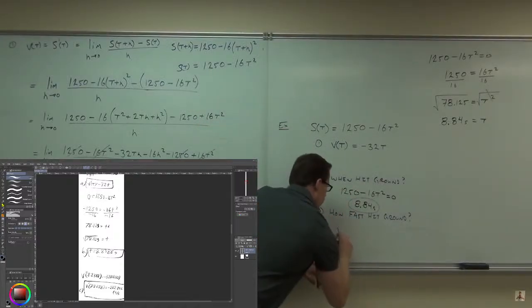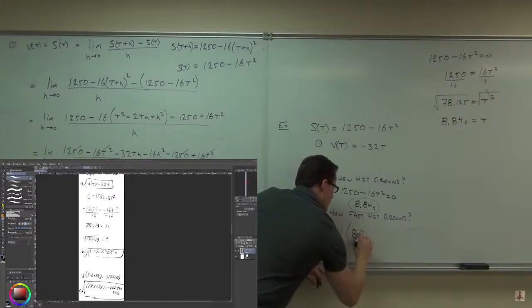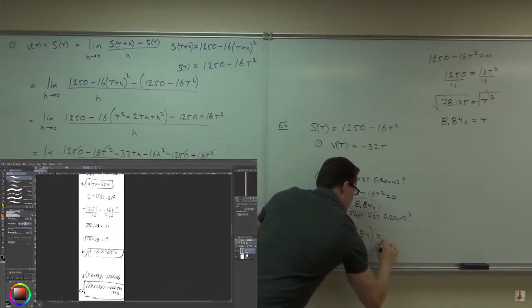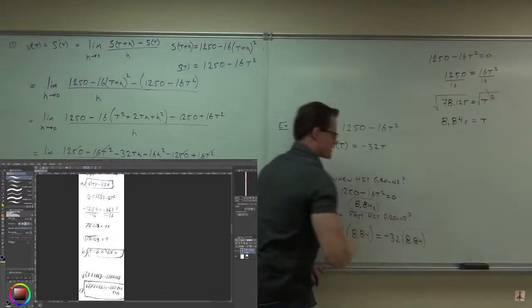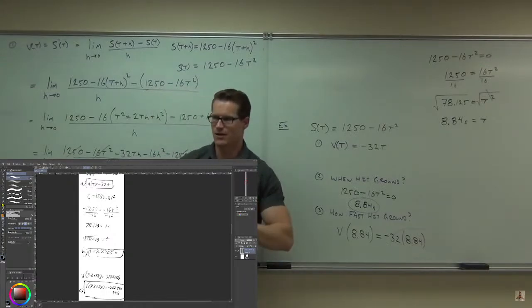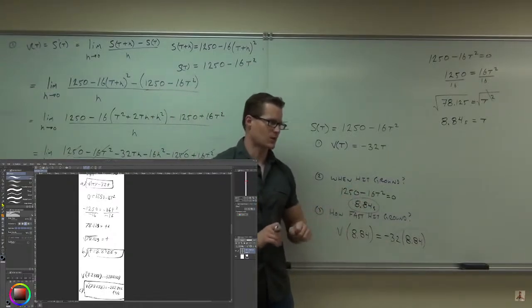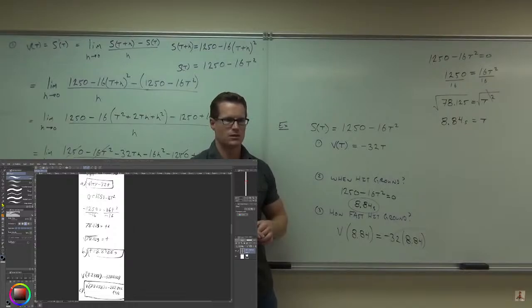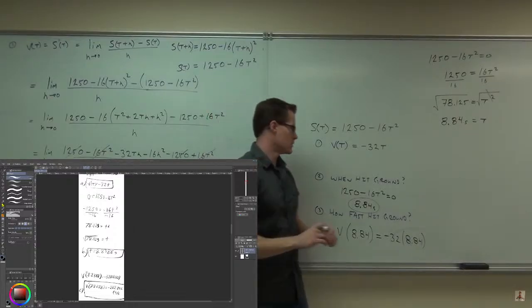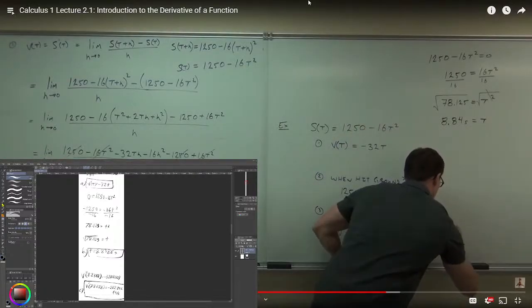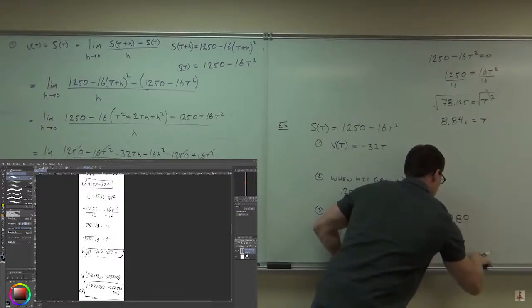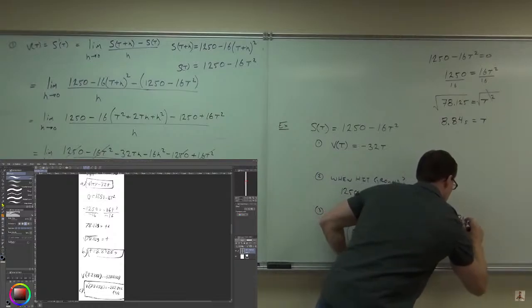So how fast? That would be v of 8.84 seconds. That's negative 32 times 8.84. Keep in mind, this is like neglecting the terminal velocity thing. This would be like in a vacuum, okay? So how fast is that going? 282.88. Negative 282.88 feet per second, negative, I'm assuming. Yeah, negative feet per second. 282.